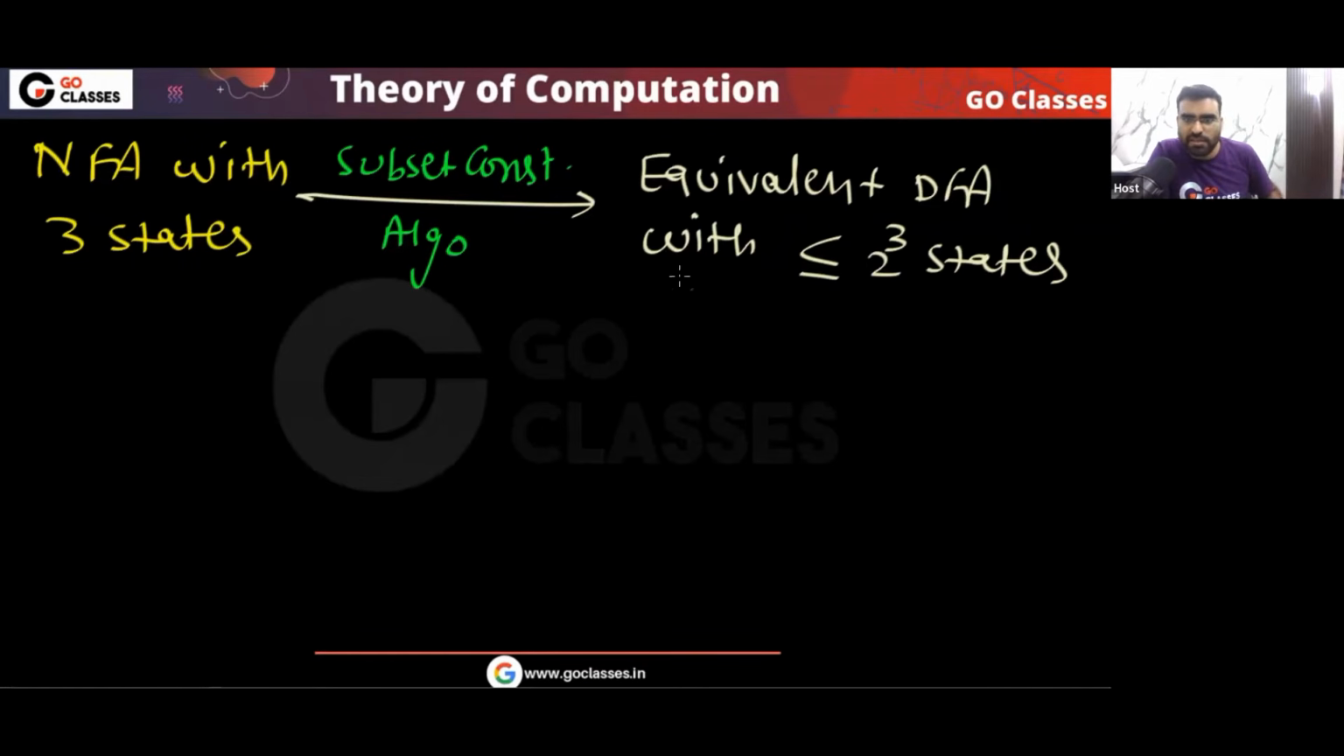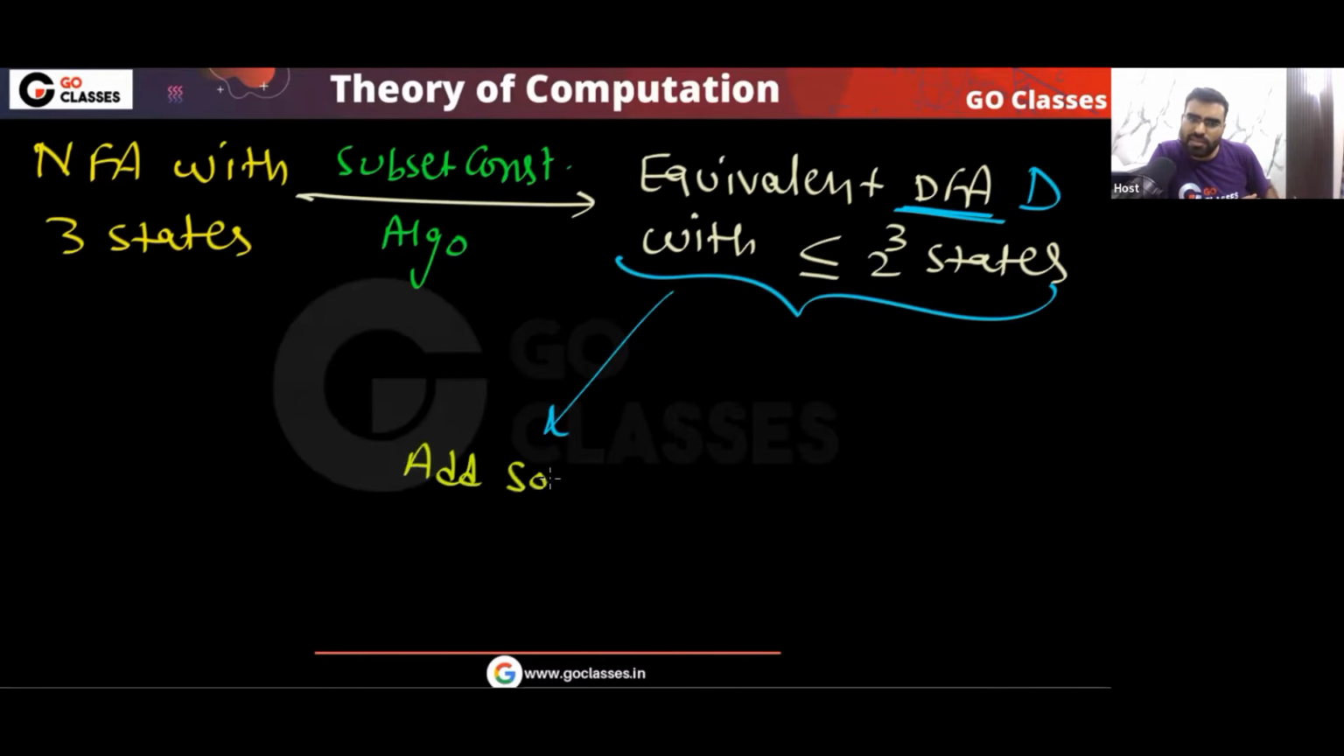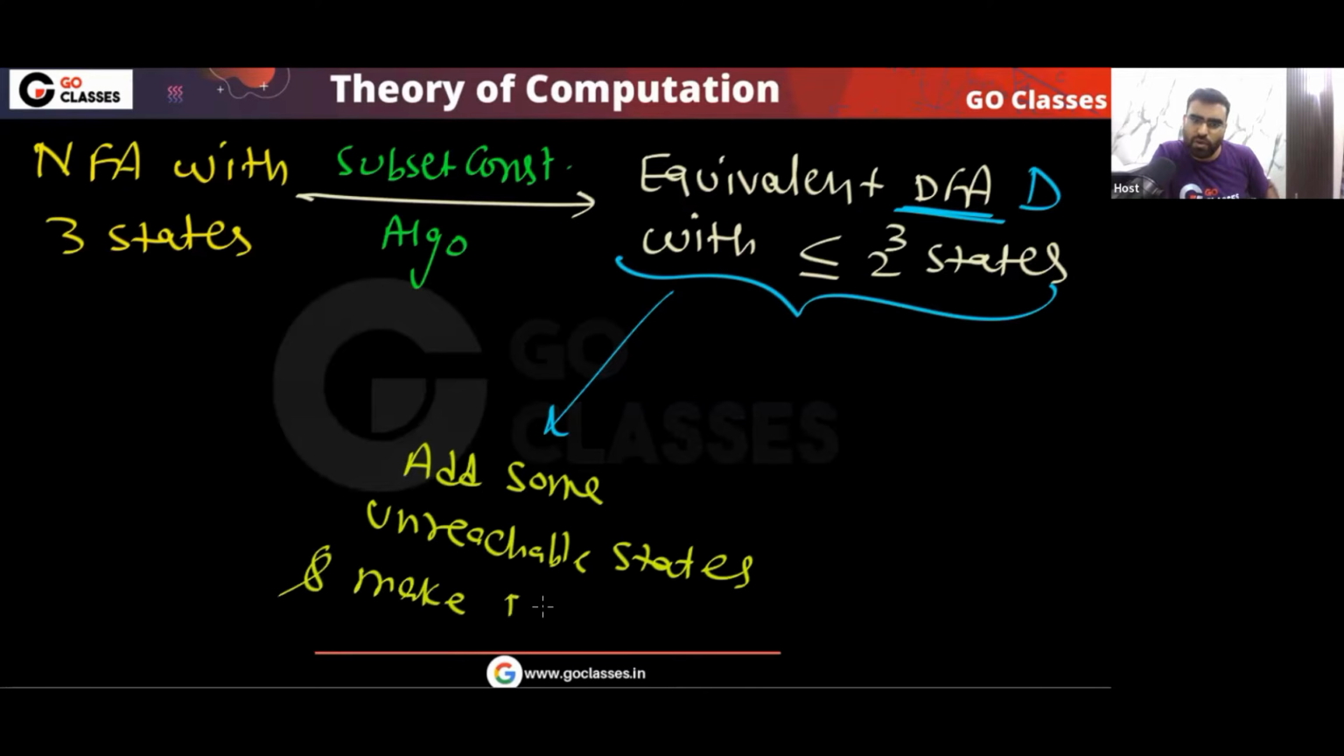But notice one thing. You already have a DFA with at most 8 states. So can I add some unreachable states and make it 20 states? Let me know. For the same language, can I add some unreachable states? I can add some unreachable states and make a DFA of 20 states. Can I do this?